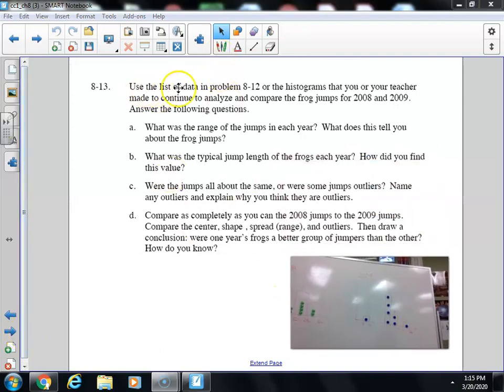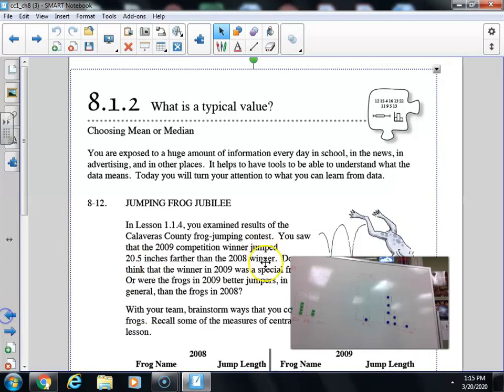Use the list of data in problem 8-12 or the histograms that you or your teacher made, so we made them with you guys, to continue to analyze and compare the frog jumps for both 2008 and 2009. Question A, what was the range of the jumps each year? So we just talked about we couldn't really use our histogram to find out the range because we don't know the exact numbers. But we do have the exact numbers in our table.